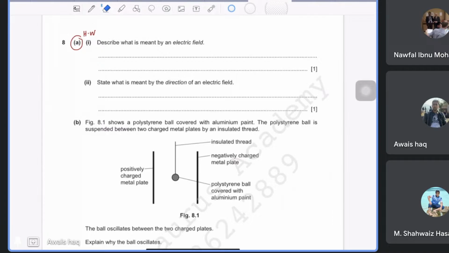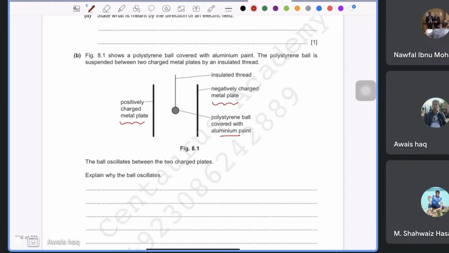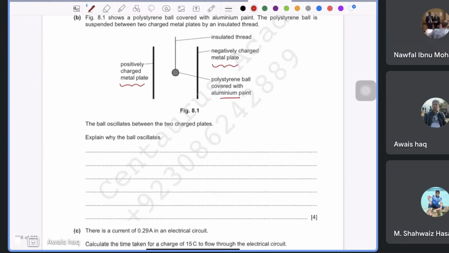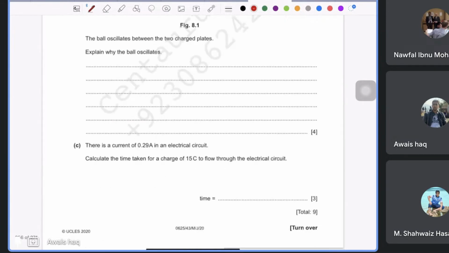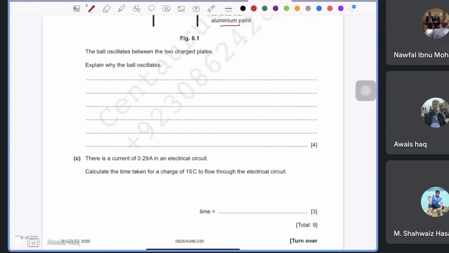Now, in this question, it says there is a positively charged plate, and there is a negatively charged plate, and polystyrene ball covered with aluminum paint is given, right? It says the ball oscillates between two charged plates. Why the ball oscillates? Okay, so this is the question. Now, if you look at this question, you realize that basically there will be an electric field. Do you guys agree with that? Yes.